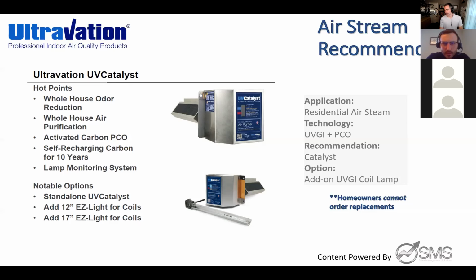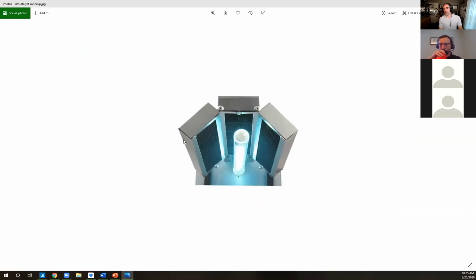Yeah, and actually real quick, I'll swap the screen share for you. This is a mock-up. Well, this is the actual design. Here is the Catalyst deployed. And you're obviously looking at it from underneath. So there's the gasketing in the back there that would actually be on the outside of the ductwork. There's your UVC lamp. There's the 3 strips.